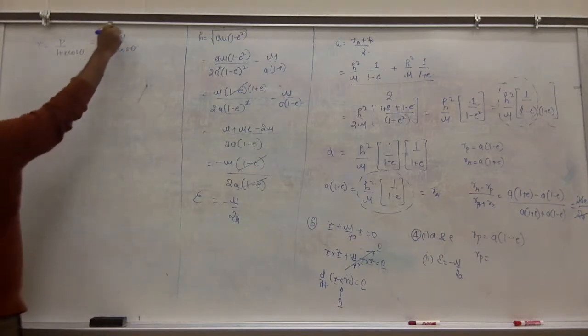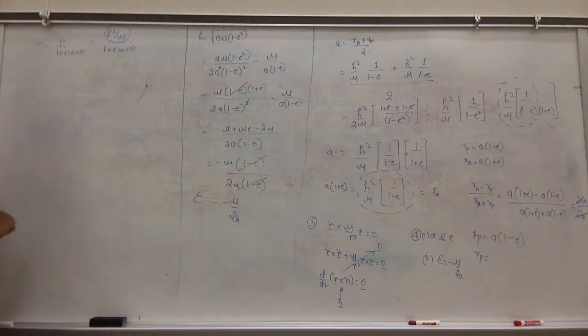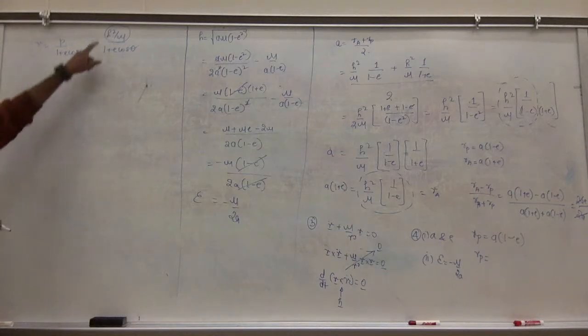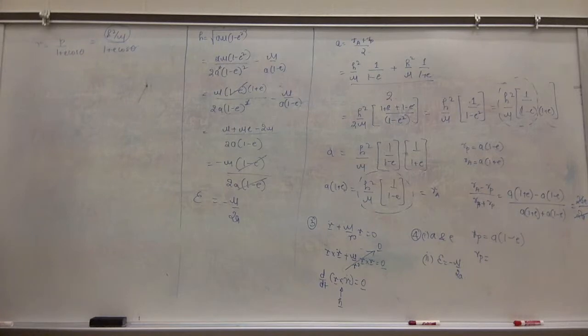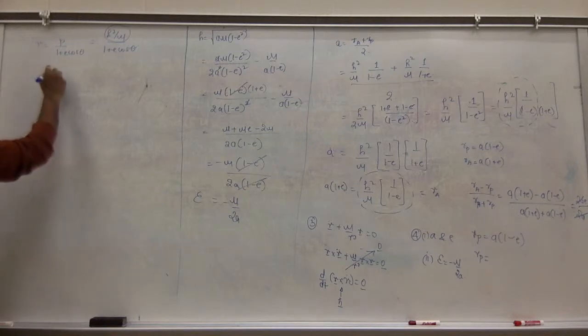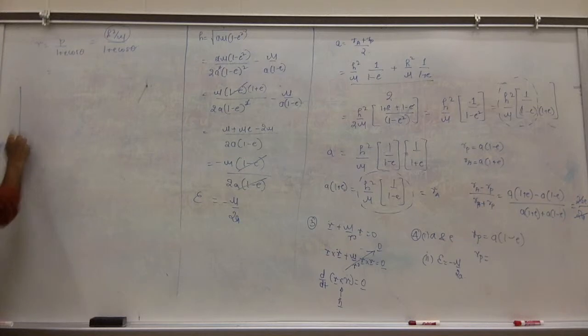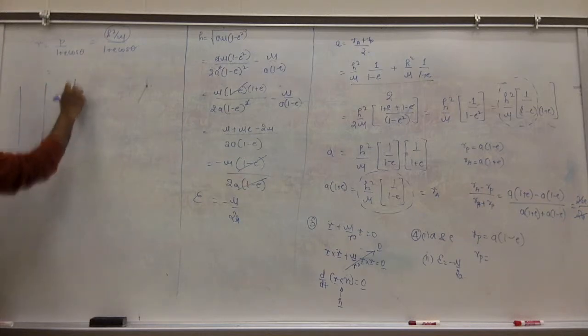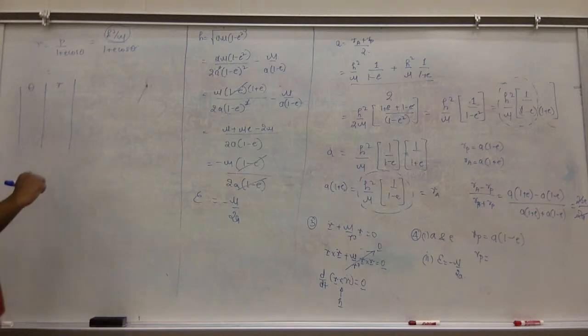This h square over mu is itself a constant, right? For a given orbit, h is constant, mu is constant. So can I replace that by P? It's just another constant. When I gave you this P value, what I wanted you to do was just find theta and the corresponding R. Okay?